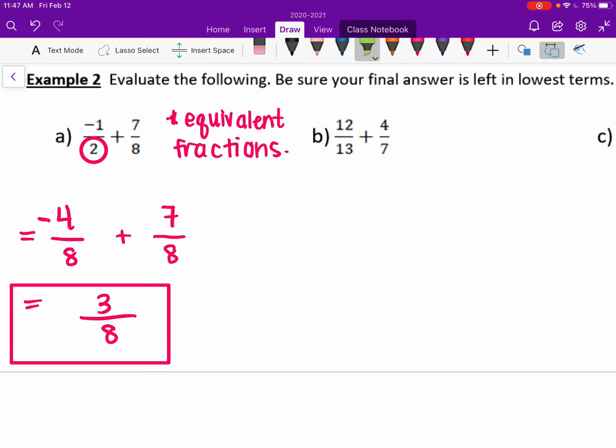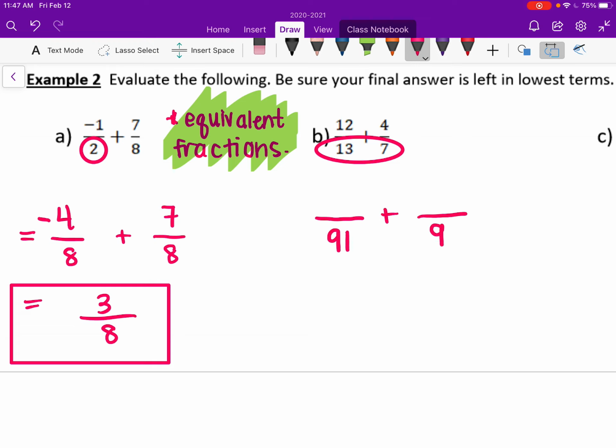So this is important. You've got to change it to an equivalent fraction. And I can't reduce 3 over 8 anymore, so I'm just going to leave that as is. Now I have 12 over 13 and 4 over 7. So I want to find something that both 13 and 7 can go into. And I believe the lowest I can go here is actually 91. If I multiply those two together, the lowest common denominator between them is 91.